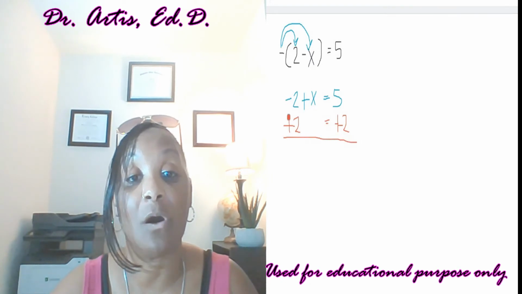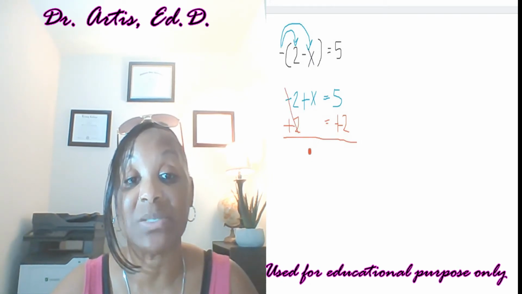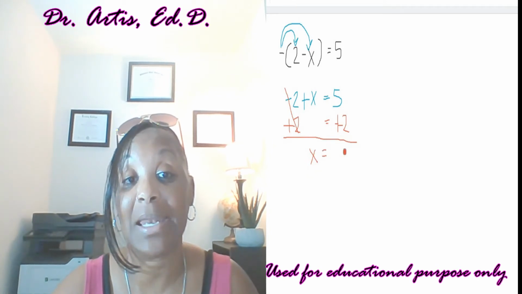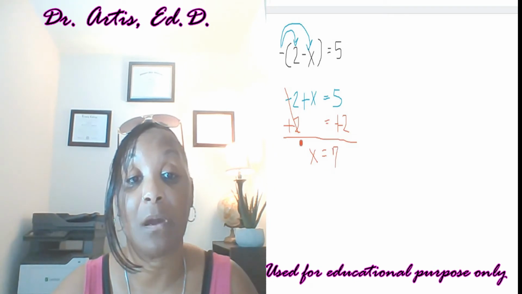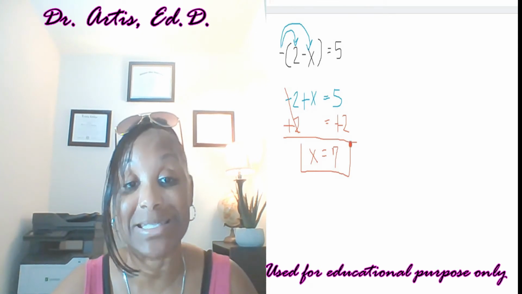Now we're ready to solve. That's going to eliminate our 2's, leaving us with x. And we don't need to bring down the positive because this is a positive x. So we have x equals, and now we have 5 plus 2 gives us 7. All right, so for problem number 4, x is equal to 7.